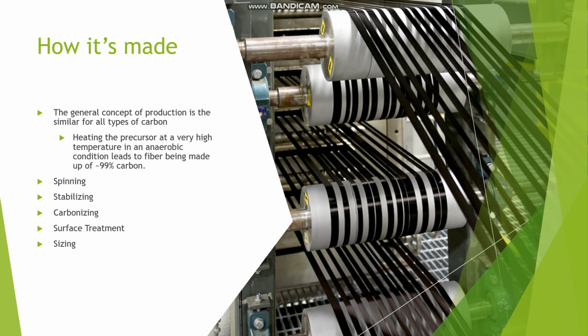So there's 5 steps. First, it starts with spinning. So spinning is basically the precursor. In this case, the picture shows polyacrylonitrile or PAN. The precursor is just mixed with other ingredients and then it's spun into fibers.